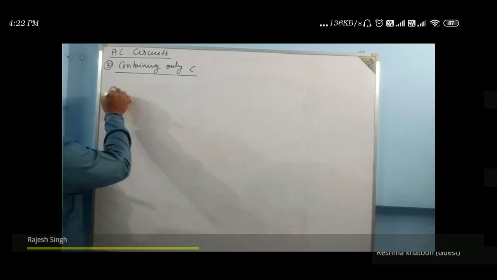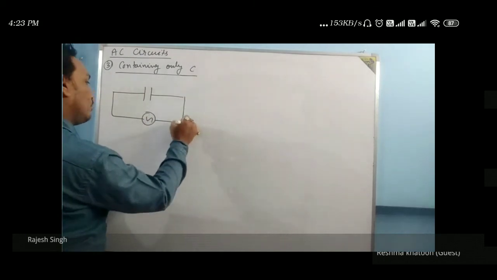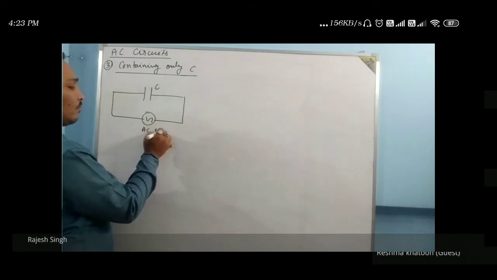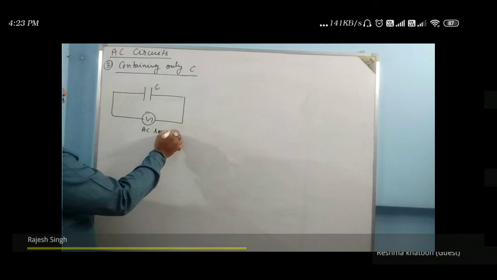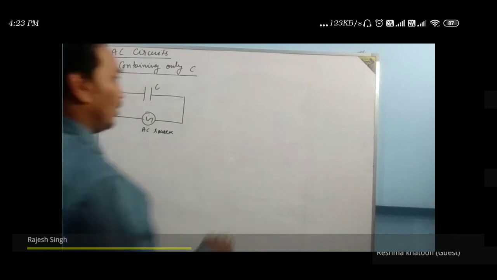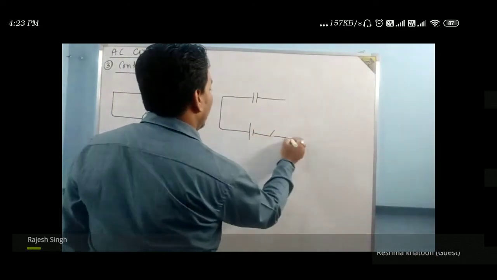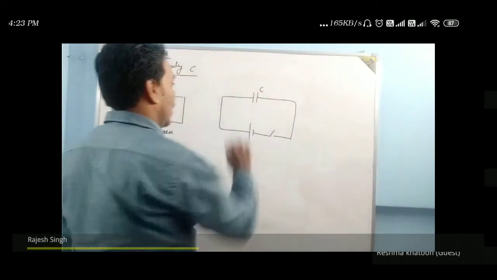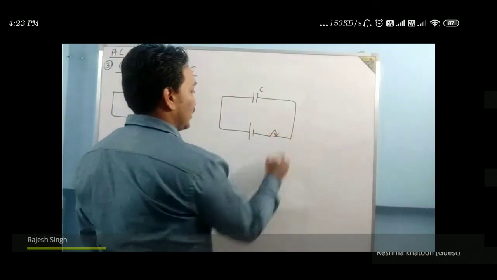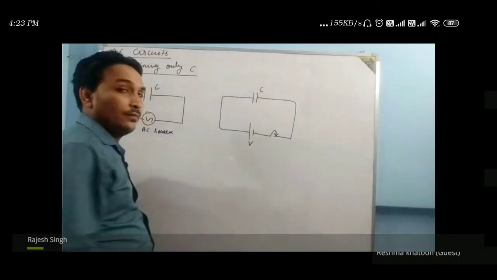How will the circuit look? Capacitor C, and this is your alternating source, AC source. First of all, let us understand how the capacitor behaves when it is connected to an AC. First, tell me, if the capacitor is connected to a DC source, a cell and a key, and suppose this capacitor is discharged, not having any charge, and if I switch on this key, then what will happen? The charge starts to flow to the capacitor. Till what time?